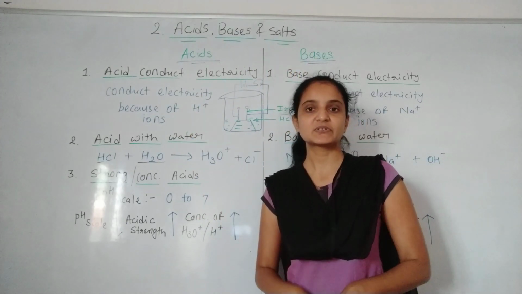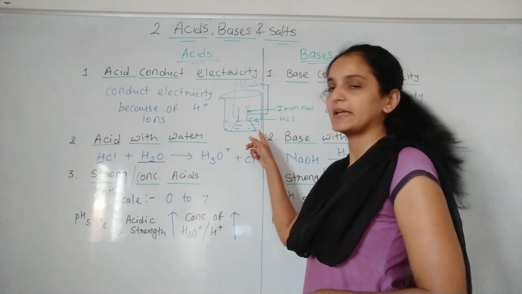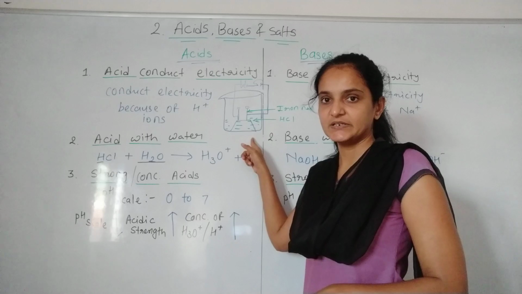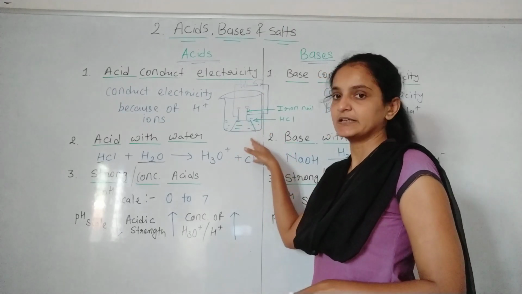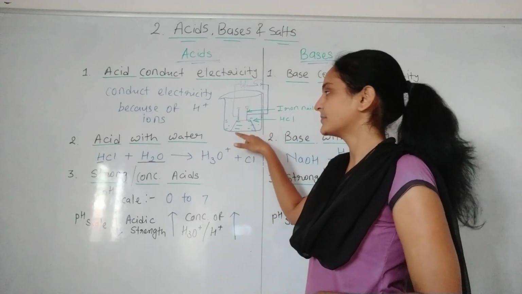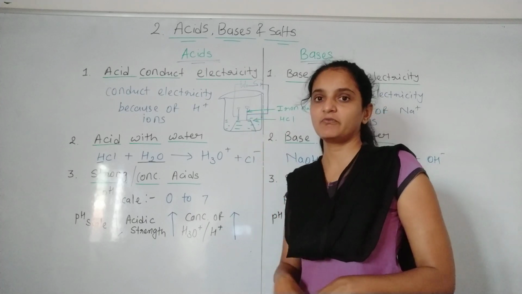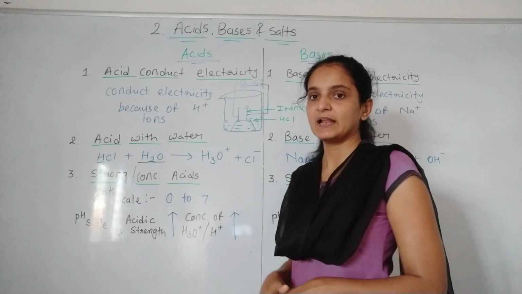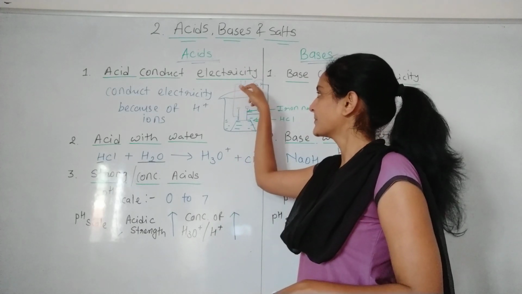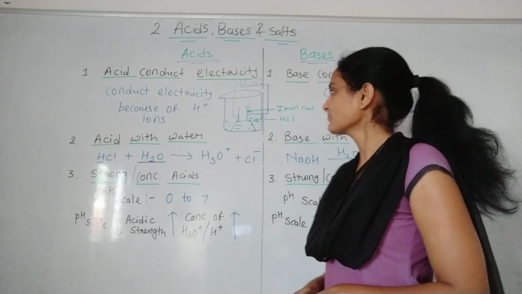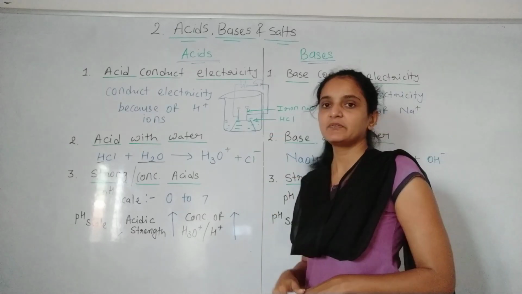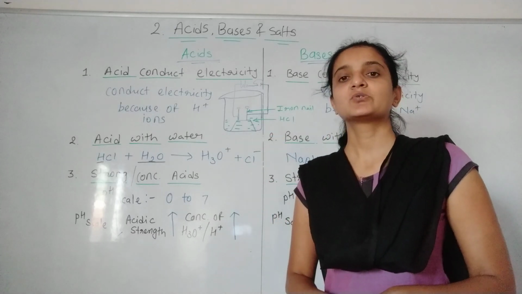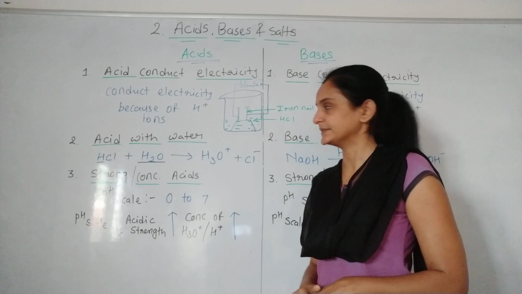We can understand that with the help of this activity. As you can see, there is a beaker with a rubber cork. Over that rubber cork we have put two iron nails, and both nails are connected with a battery, bulb and key. Now in this beaker we have added a solution of hydrochloric acid.